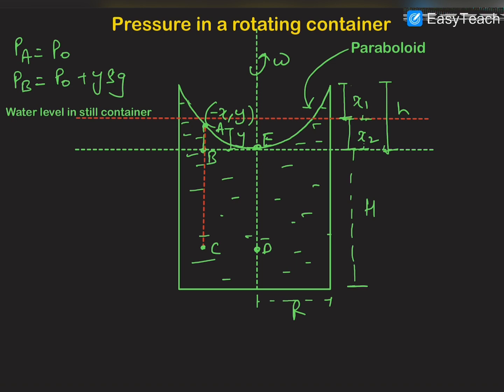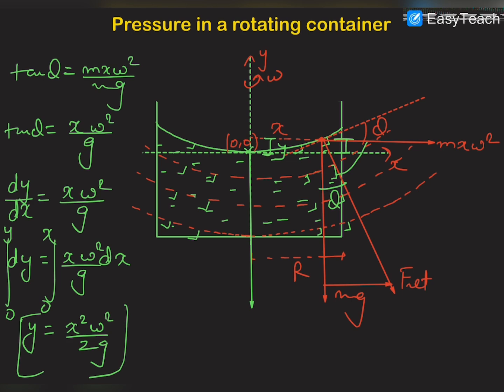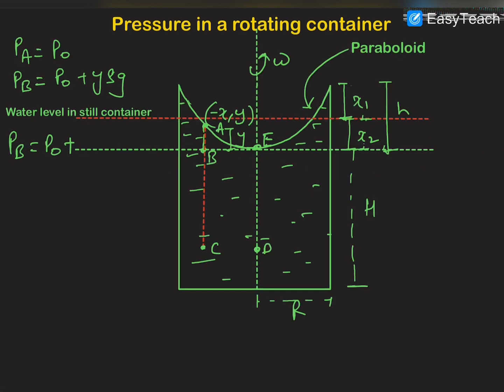So we can say that PB will be equal to P naught plus y rho g, where the value of y is x square omega square by 2g. So this is x square omega square by 2 into rho. G is cancelled out. So this is PB.